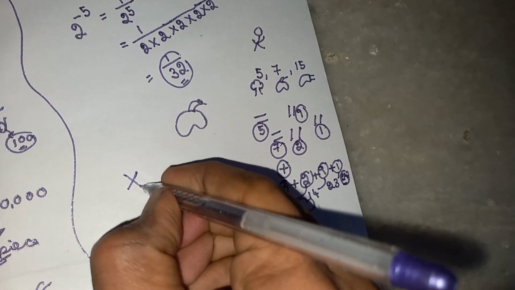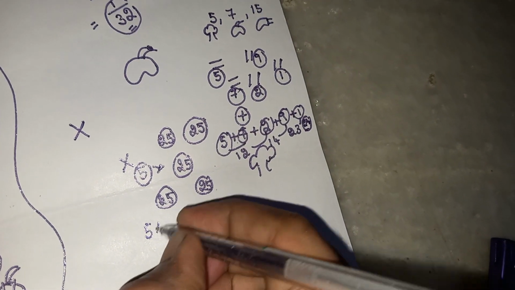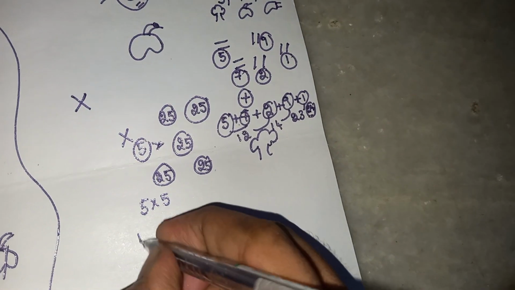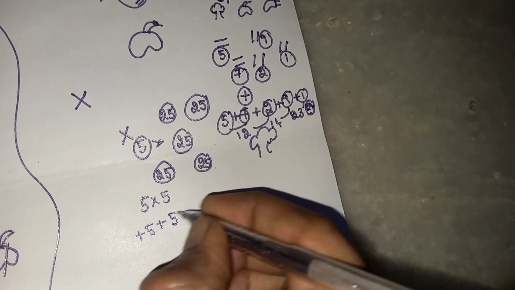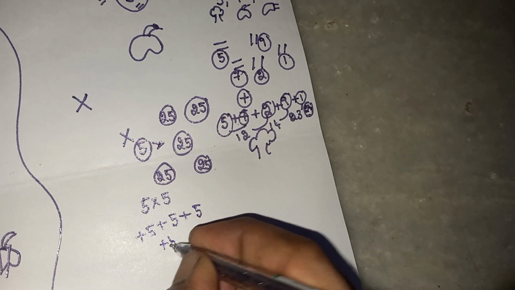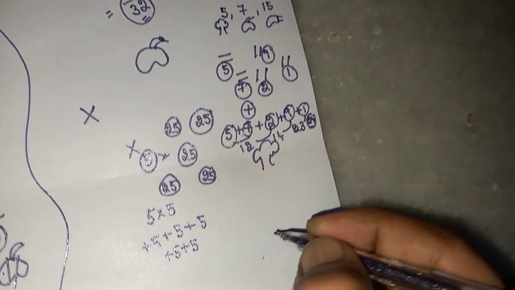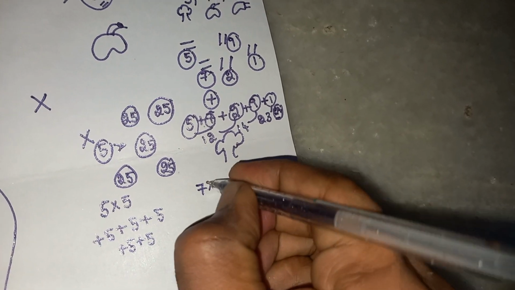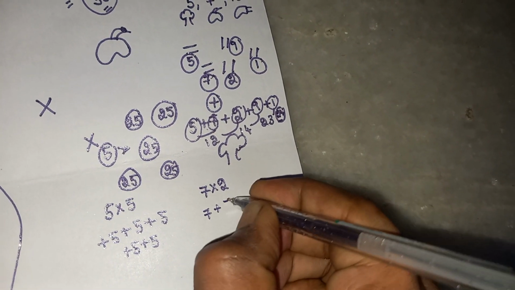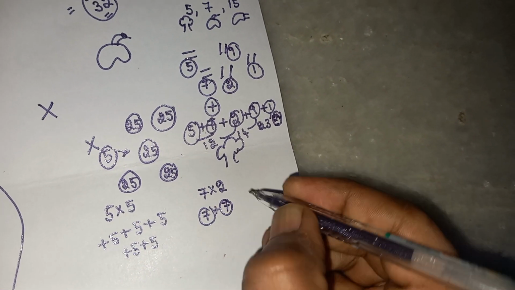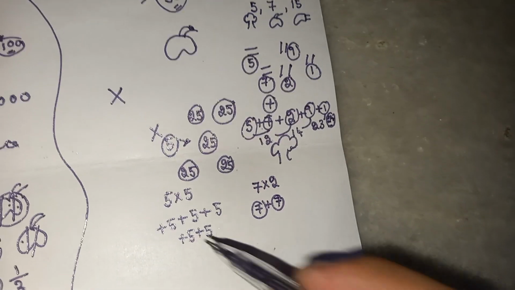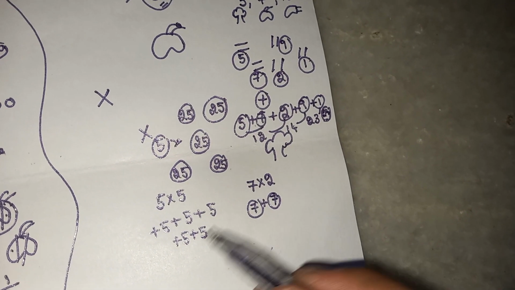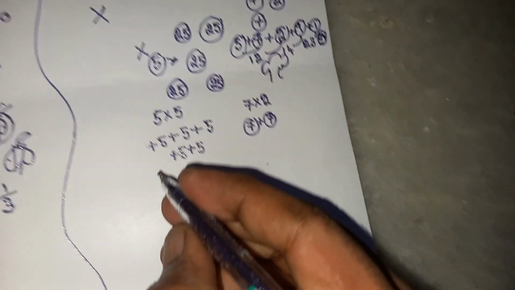Multiplying is nothing but repeated adding. 5 times 5 means you are adding 5, 5 times: 5 plus 5 plus 5 plus 5 plus 5. That is repeated adding. And again, 7 times 2 means you are adding 7, 2 times. This repeated adding is known as multiplying. And now this repeated multiplying is known as exponents.